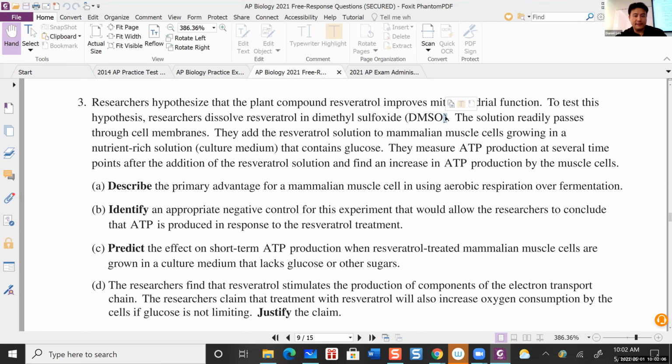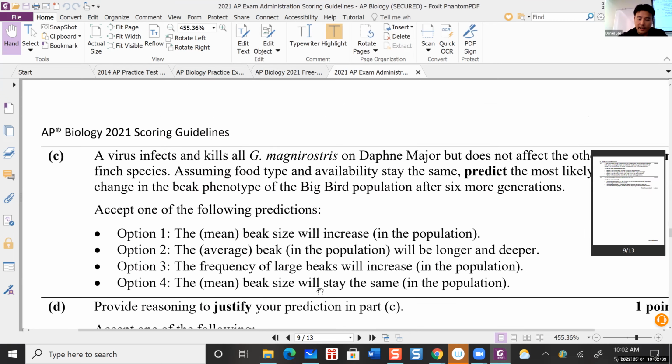You cannot say just muscle cells; you have to put the solution, because otherwise you introduce two variables. If you just say muscle cells without the compound, that's not good enough. You can say the muscle cell with DMSO only, without the compound, because you don't want to introduce more variables than necessary. There can only be one variable. So that would be the answer, that would be a negative control. Let's see what the answer key says for this one.